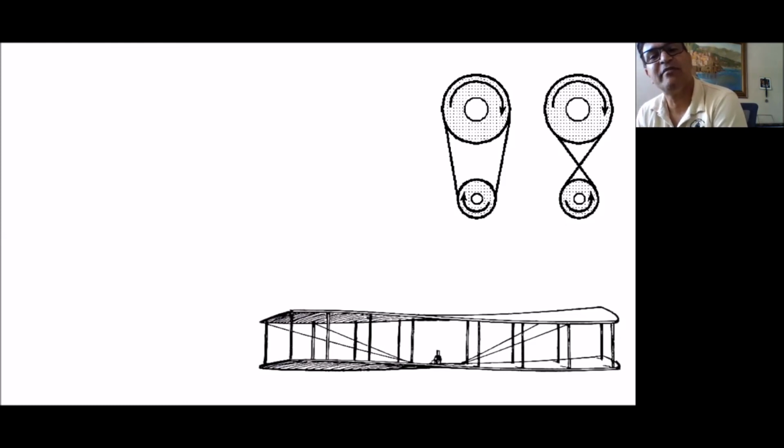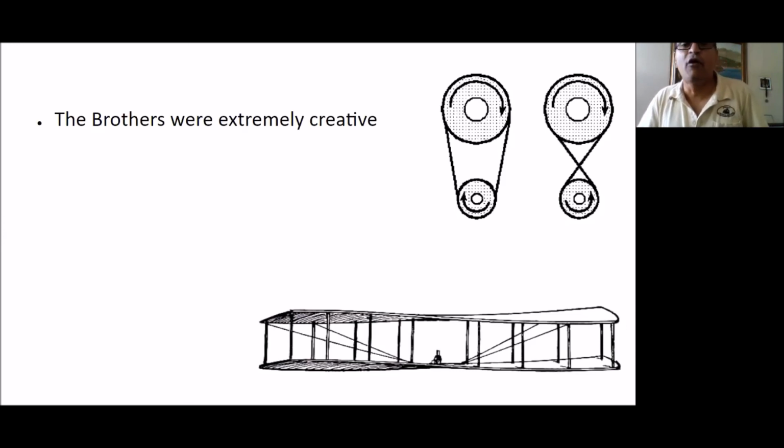They used the same engine, one shaft to drive two propellers, using a simple thing. Just twist that chain, and then you can get the opposite direction. The big one is the engine driving, and the small one is a propeller. So you can get two different directions.